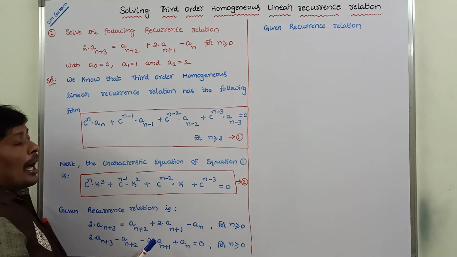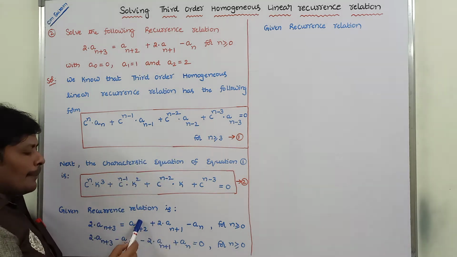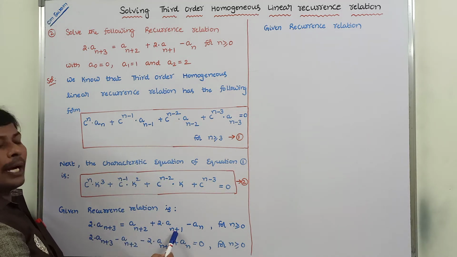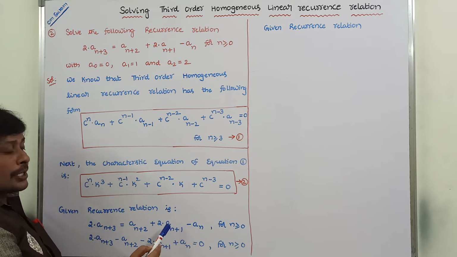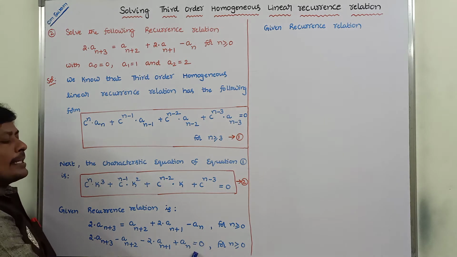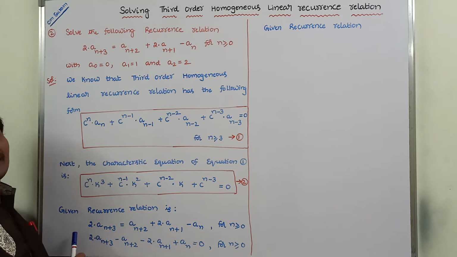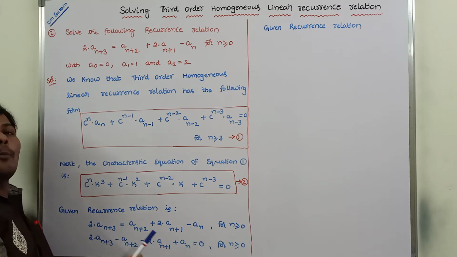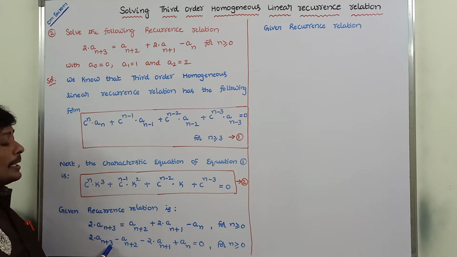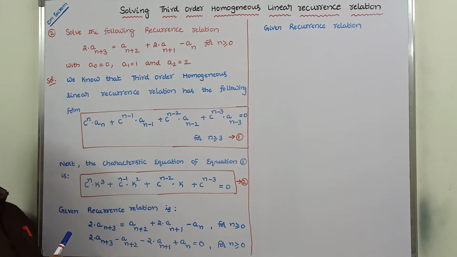Okay. Now according to the general form, the right hand side part of the recurrence relation can be sent to the LHS side. So the right hand side is completely 0. And here the n plus 3 term, n plus 2 term, n plus 1 term and n term are there. So it is a homogeneous recurrence relation with degree 3. But it is not in the general form of the given recurrence relation.